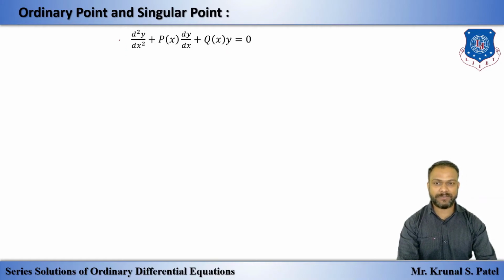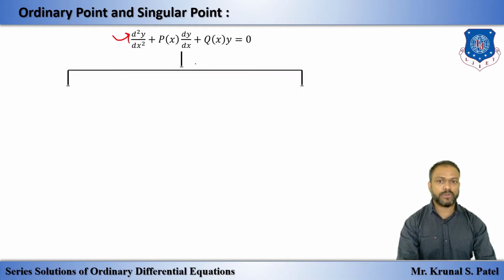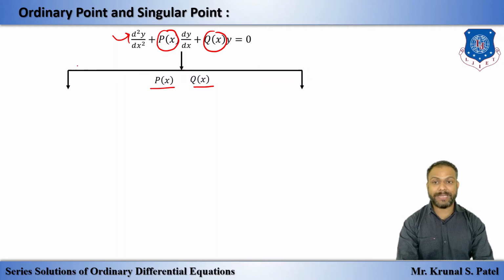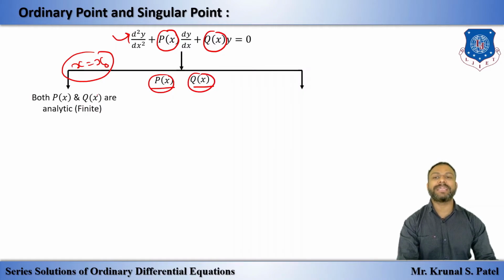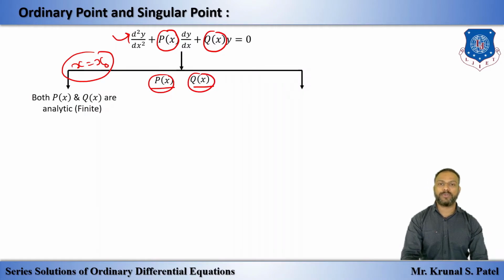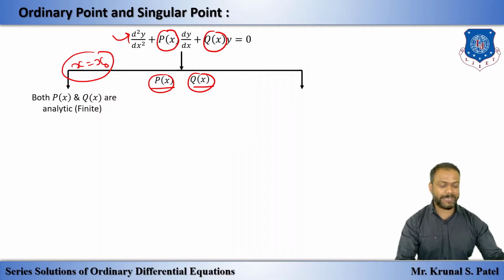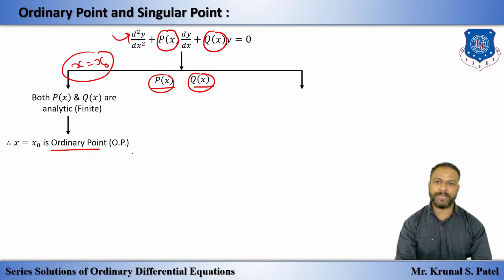So we have this question. First we will take p of x and q of x out of this equation. Now we have to check at the point x is equal to x0. Take any point, x is equal to 0, 1, minus 1, 1 by 2, any point, and put it in this p of x and q of x. If p of x and q of x both are finite, that means analytic, so that point is called an ordinary point, simple.